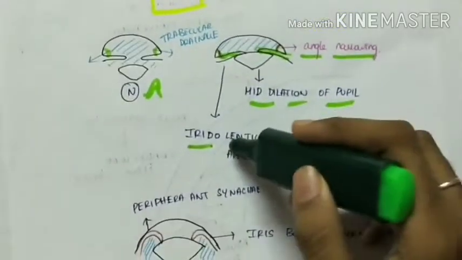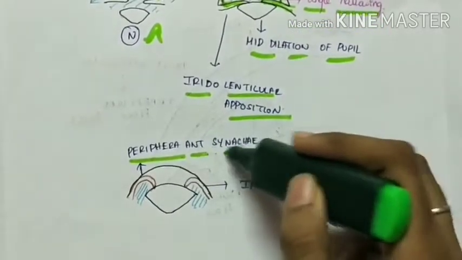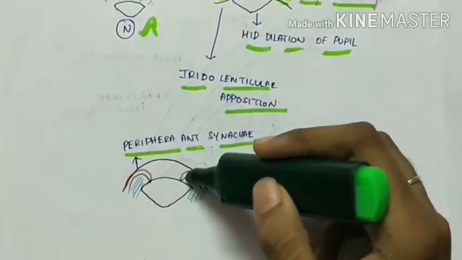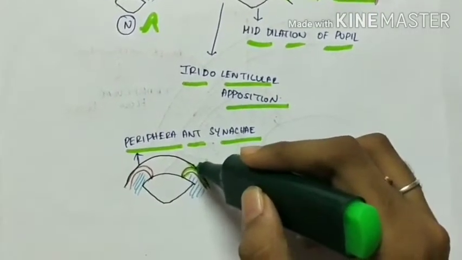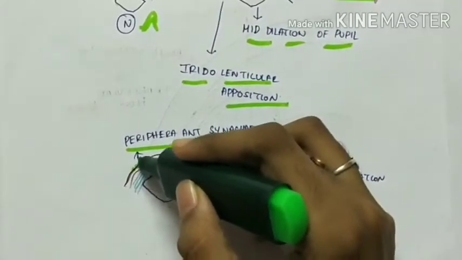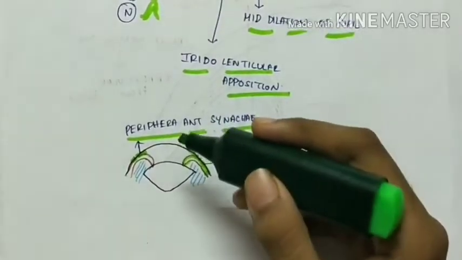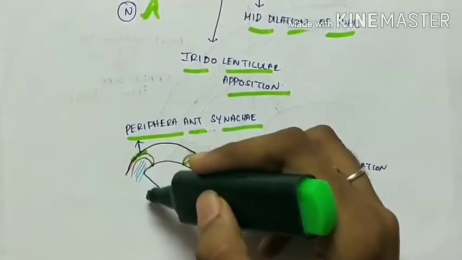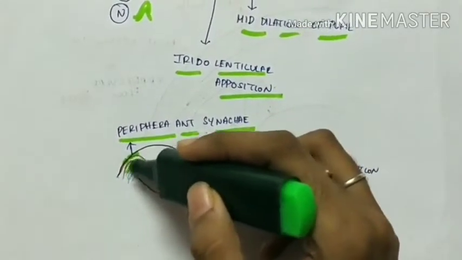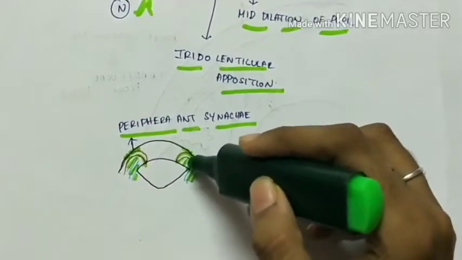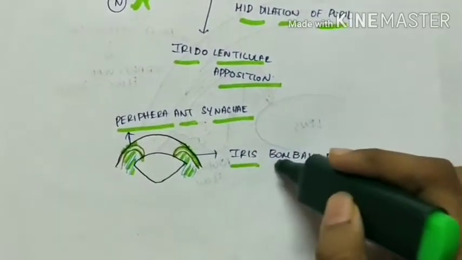There is iridolenticular apposition, due to which there is formation of peripheral anterior synechiae. That is, the iris comes in contact with the cornea, producing peripheral anterior synechiae. Some fibrosis between the iris and the posterior surface of the cornea leads to accumulation of aqueous humor beneath the iris. So this is all the aqueous humor getting accumulated without being able to drain into the angle. This is called iris bombe formation.